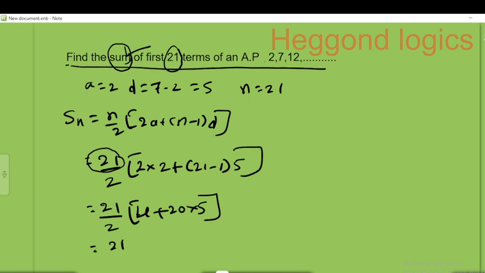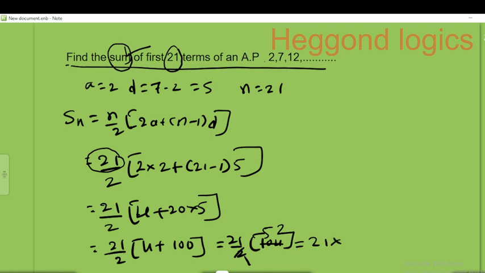Then after that 21 by 2 in the bracket, 20 into 5 is 100. 4 plus 100 is 104. 21 by 2 in the bracket 104, and after that 2 ones are 2, 2 5s are 2, 2 2s are 4, that is equal to 21 into 52.